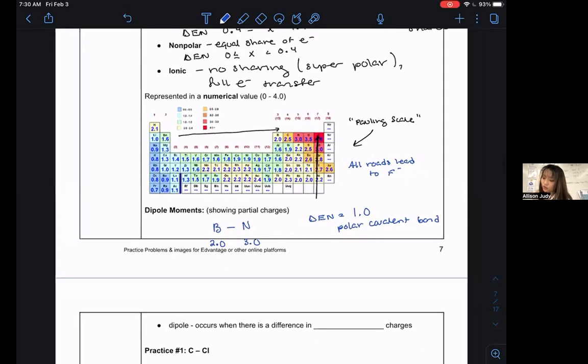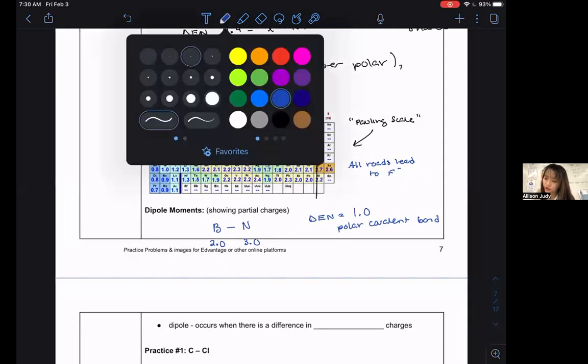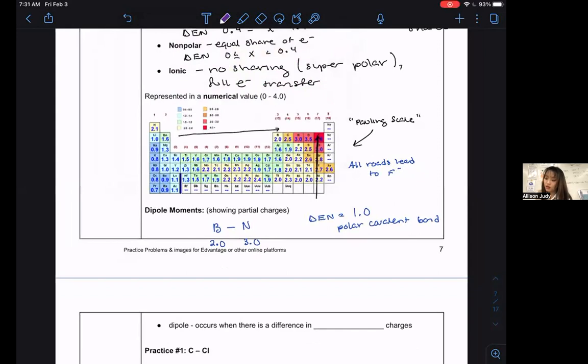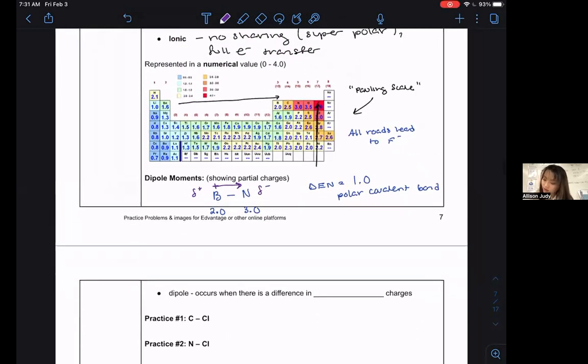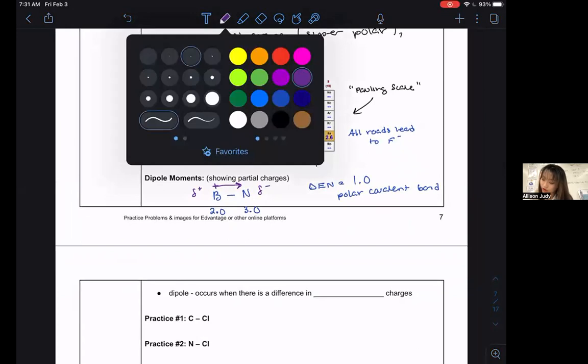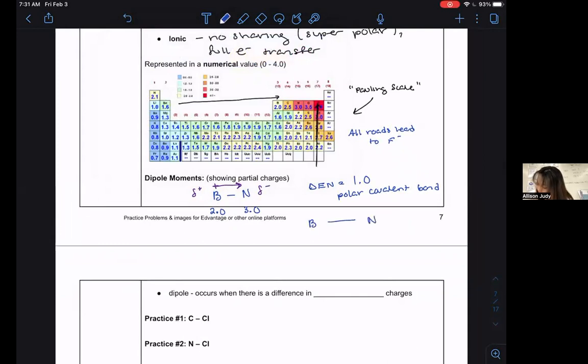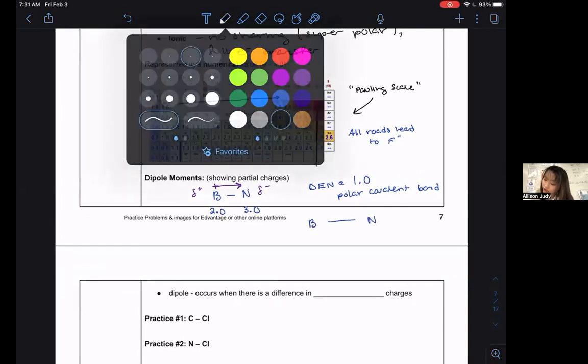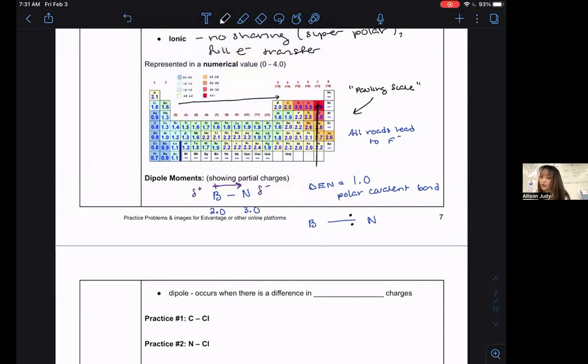And if we didn't want to write all the numbers, we could also illustrate this unequal sharing with an arrow known as the dipole moment. And what we say is that there's a more positive partial charge and a more negative partial charge for the nitrogen. So what does that really mean? Well, if I were to illustrate how the sharing is happening right now between boron and nitrogen, it's like my electrons are being shifted more over toward the nitrogen.